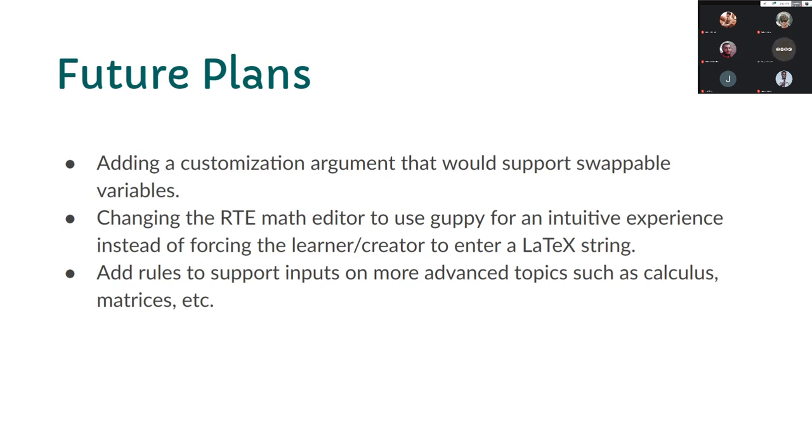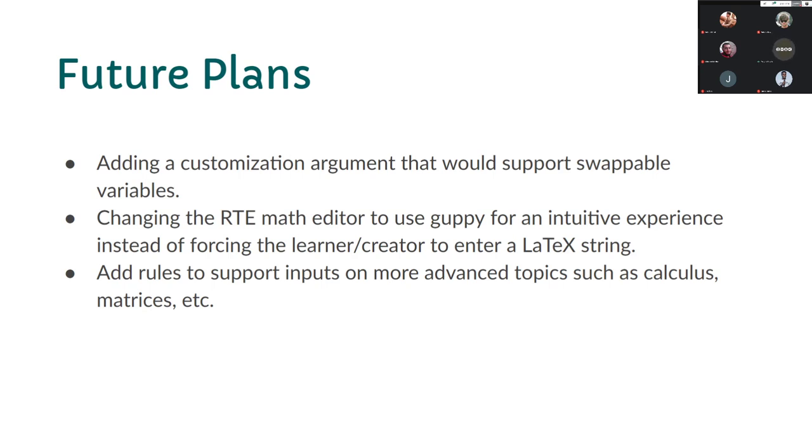And some of these ways that these interactions can be extended are by adding a customization argument for swappable variables. By swappable variables, I mean, let's say the correct answer is pi r squared for finding the area of a circle, and the learner enters pi x squared. Now, this is not completely wrong. So there could be a customization argument that would detect that the structure is correct, so that it can properly validate it. Another thing that could be done is in the RT math editor.